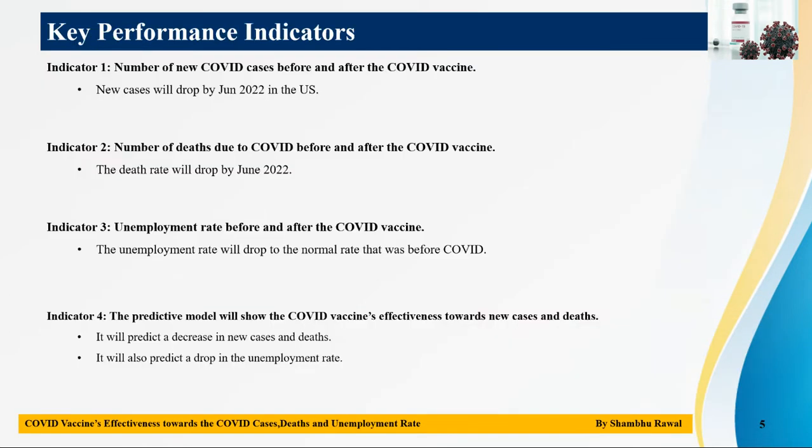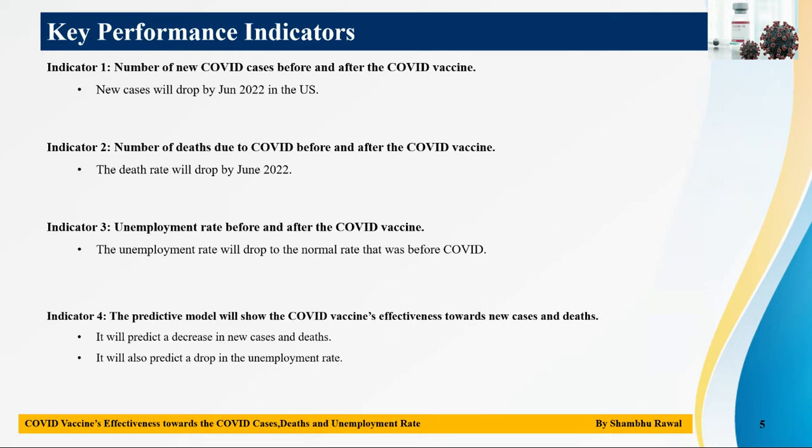The KPIs. The first KPI is the number of COVID cases before and after the COVID vaccine. The new cases will drop by June 2022 in the US. The second indicator was that the death rate will drop by June 2022, and the third indicator was that the unemployment rate will drop to the normal rate that it was before COVID. The last one, it will predict a decrease in new cases and deaths. It will also predict the drop in unemployment rate.